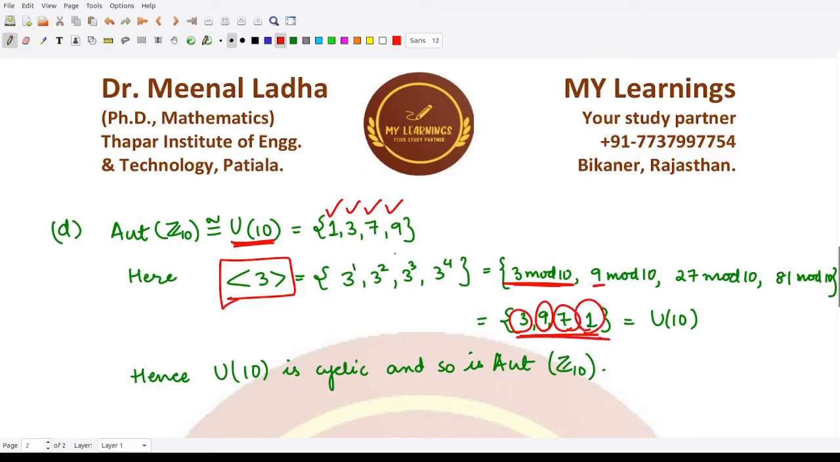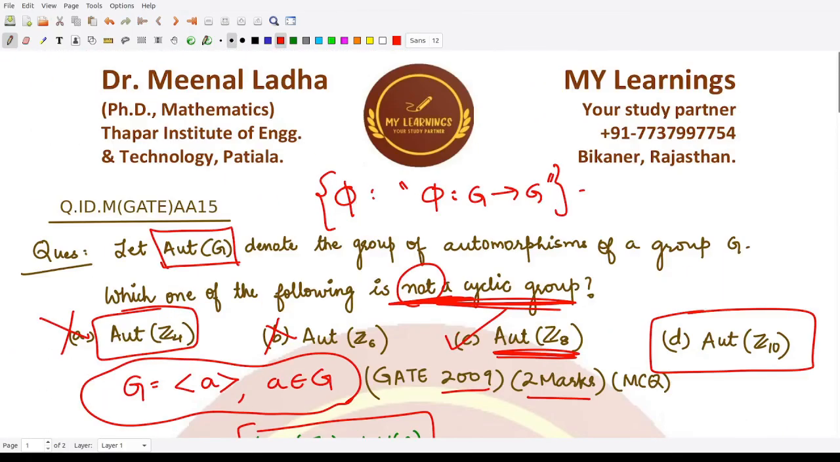Hence you see, this is your group U10 only. So that means we are able to write U10 as the group which is generated by 3, and 3 is a member of this group, correct? So therefore this U10 is cyclic, and hence because automorphism of Z10 is isomorphic to U10, automorphism of Z10 is also cyclic. Hence we have our option C as the correct option.